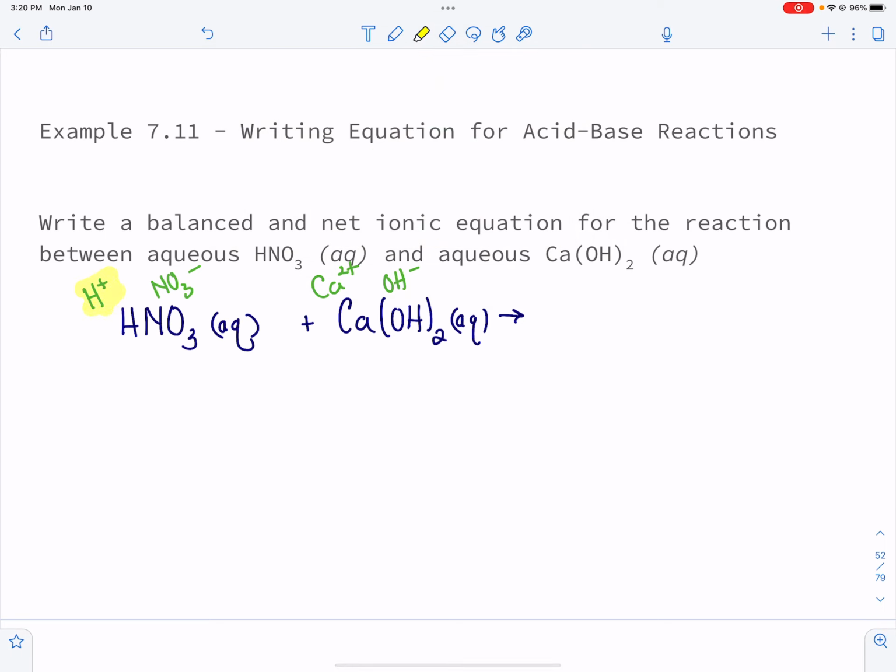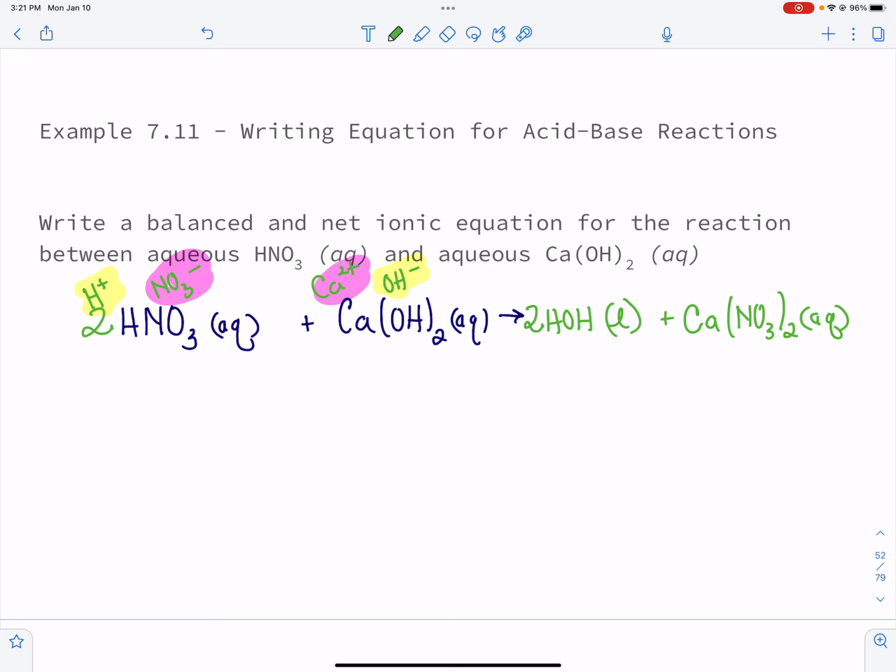Now I go positive of one, negative of the other, and one of them should always be HOH, or water, and that's a liquid. And then the other one, positive of one, negative of the other, and this is Ca(NO3)2, and according to the solubility rules, that's aqueous. Now I'll balance it. So this is where I balance these. I'm going to balance it by putting a 2 here and a 2 here.